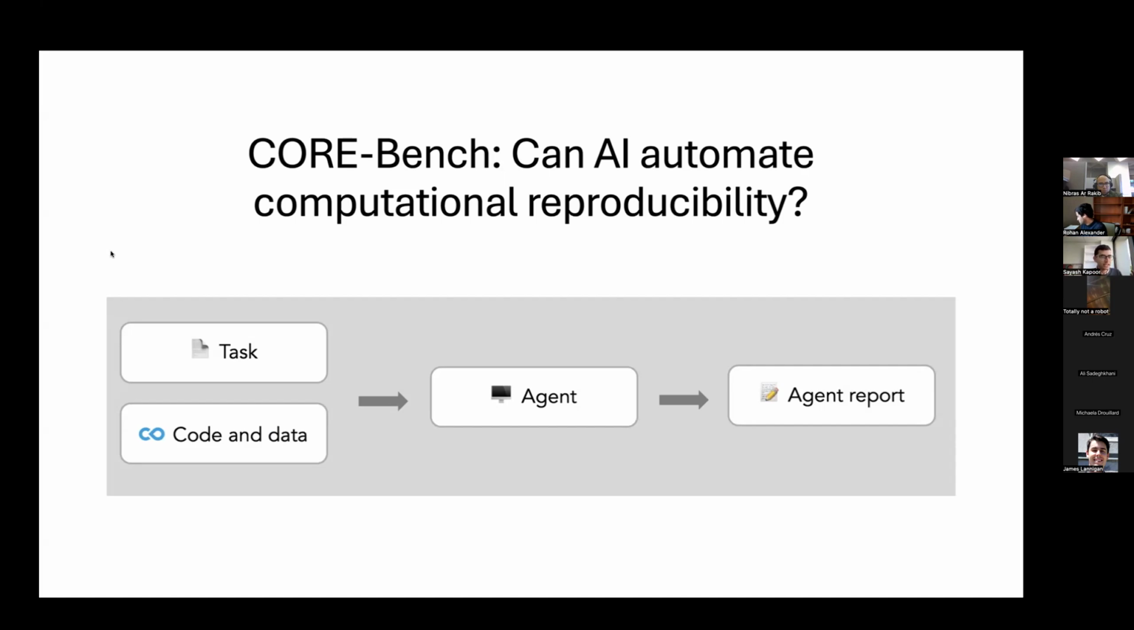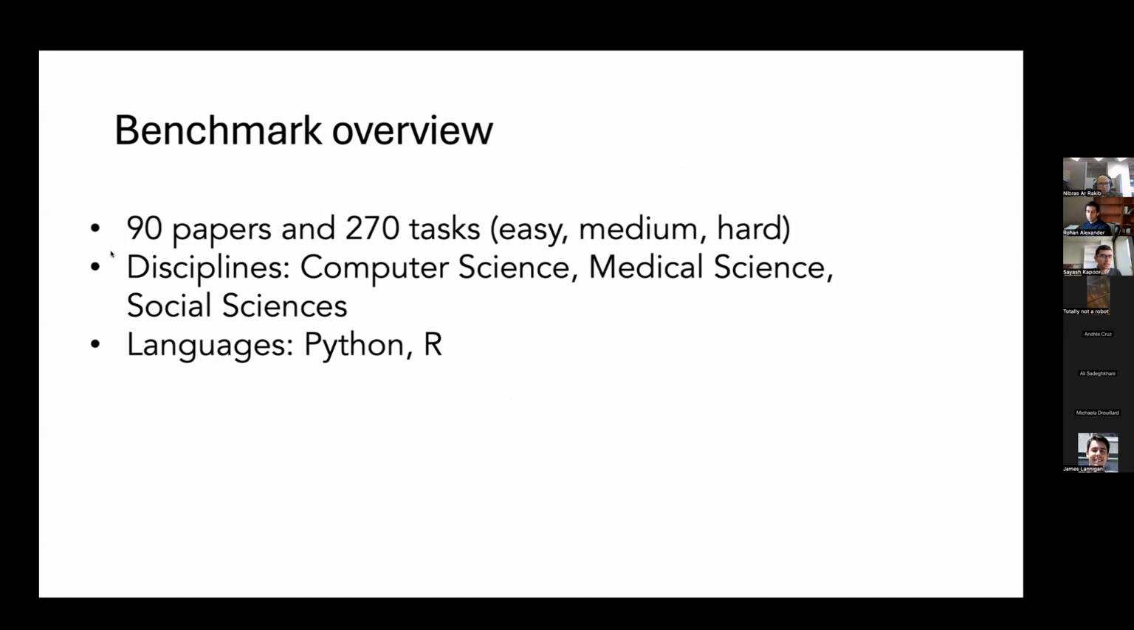We do this for about 90 different papers from computer science, medical sciences, and social sciences, and for 2 different languages, Python and R. And we have 3 levels of the benchmark. For each paper, we have an easy, medium, and hard level.